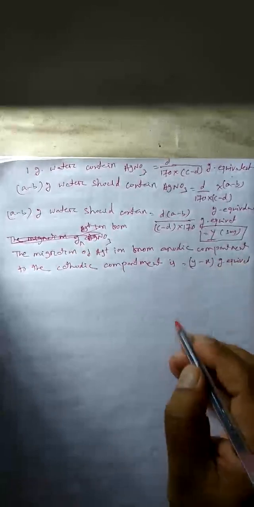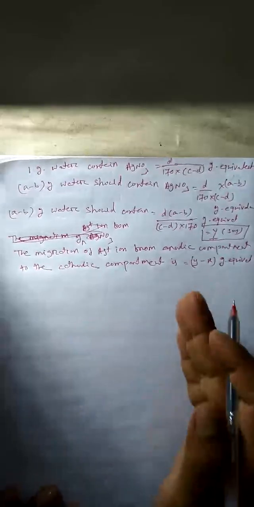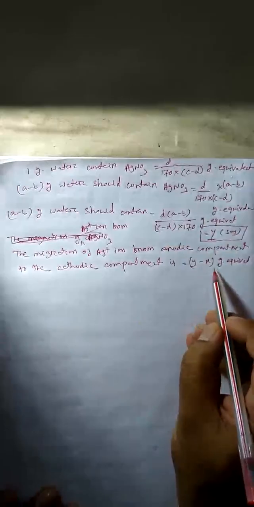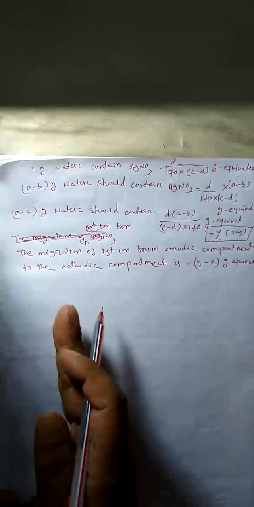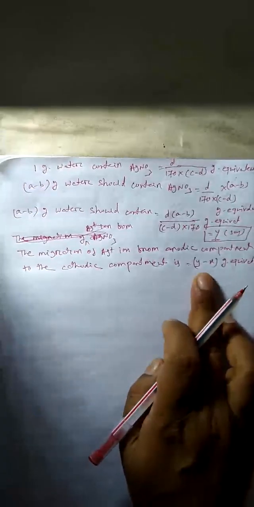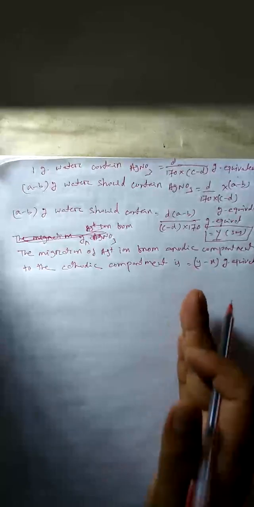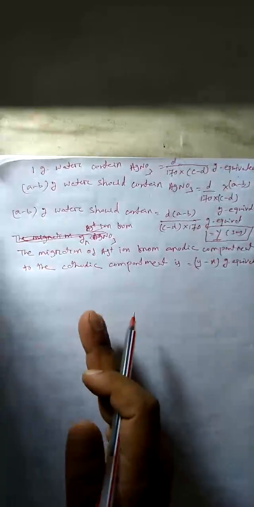That means this much amount of silver ion migrates from anode to cathode, and these ions will carry current. That means this Y minus X gram equivalent of silver ion carry current from anode to cathode. So when we find out the transport number, we have to take only the transport number of silver ion. How many gram equivalents of silver nitrate move from anode to cathode?